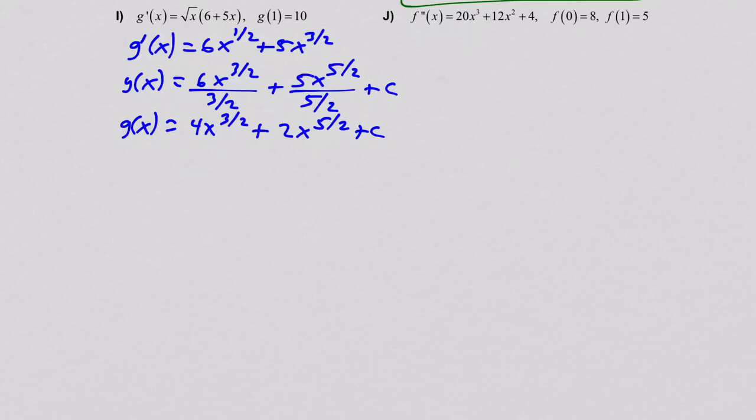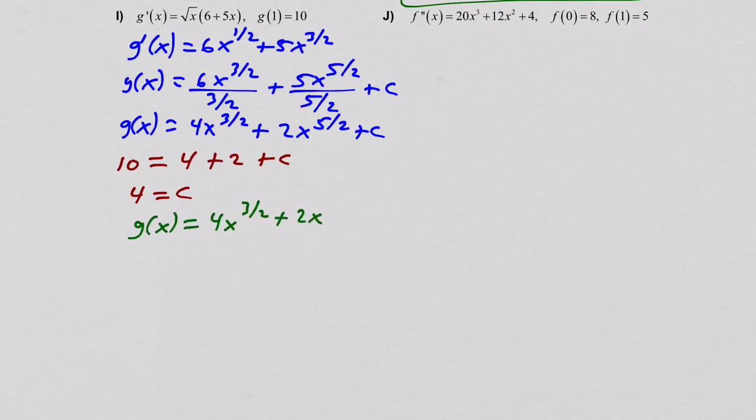To solve for c, we'll go ahead and plug in 1 for x and 10 for g of x. So 10 is equal to 4 plus 2 plus c, which gets us a c value of 4, and our answer should be g of x is equal to 4x to the 3/2 plus 2x to the 5/2 plus 4.